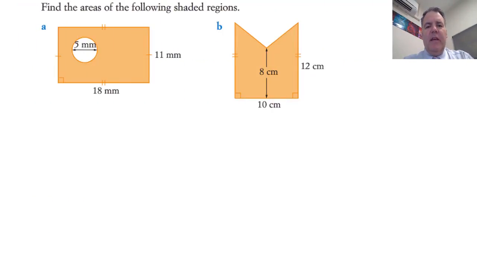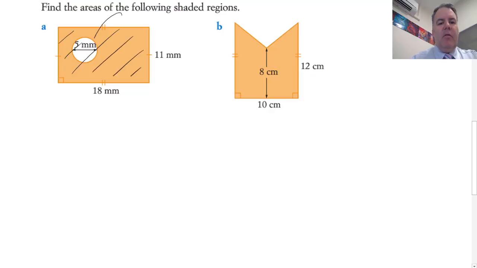Okay, these two examples here are what's called compound shapes. So just a little bit trickier here to find the areas. I think it's really obvious for the first one that what we were going to do is we're going to find the area of the whole rectangle here and then subtract off the area of this circle in here. That's obviously the easiest way to do this one here.